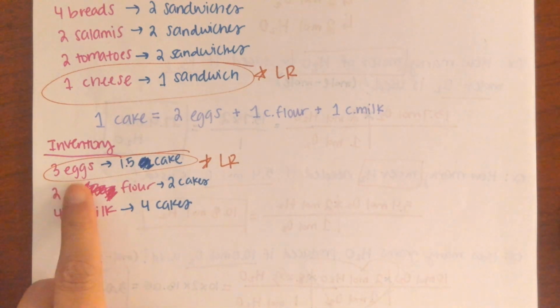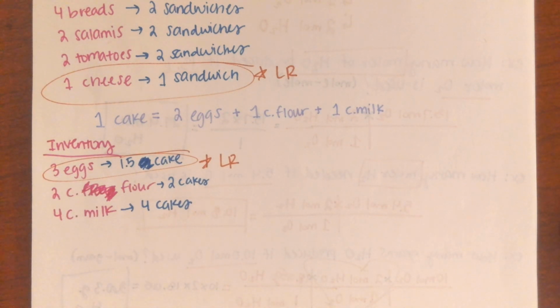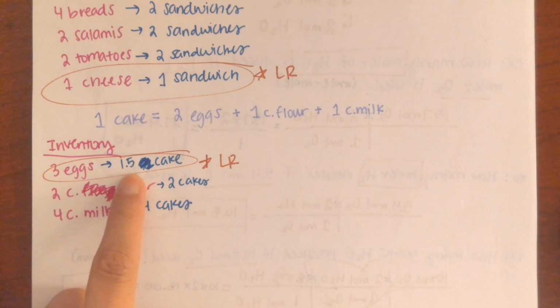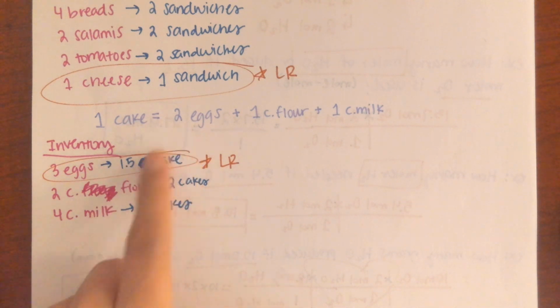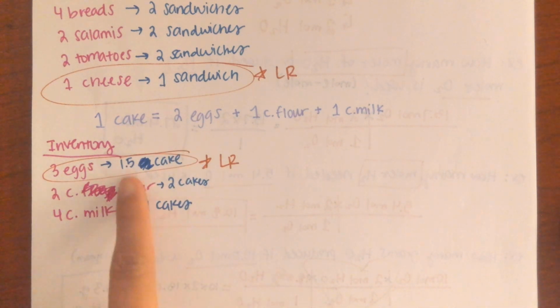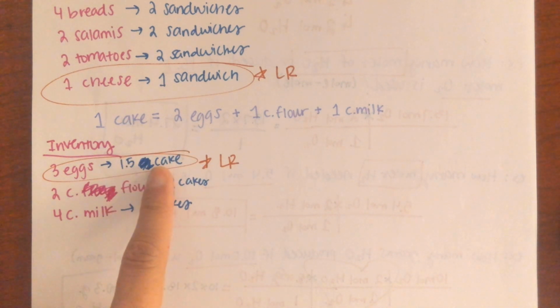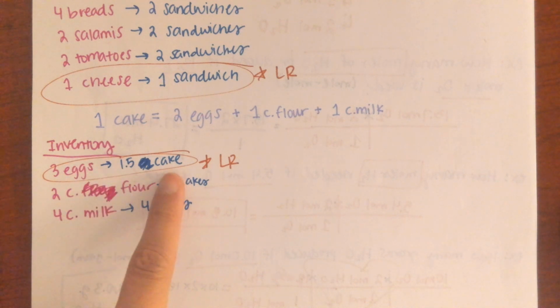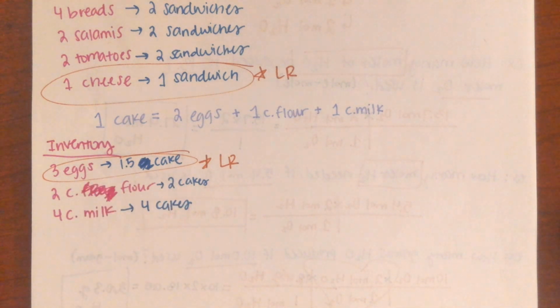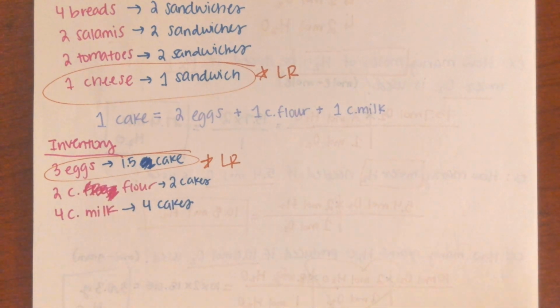Alright, I hope you got eggs as your limiting reactant. So based on my ingredients, I can make a cake and a half. Not that it exists, but with 3 eggs you can make 1 full cake, and then you only have 1 egg left. So only 1.5 cakes with the 3 eggs. You can make 2 cakes with the 2 cups of flour and 4 cakes with the 4 cups of milk. So what runs out first is the lowest number, so that would be the eggs. Pretty straightforward.